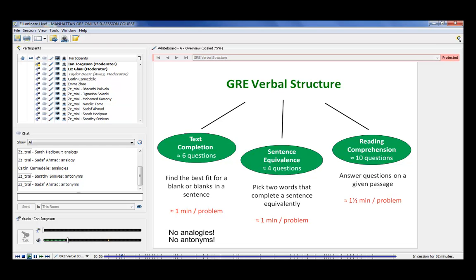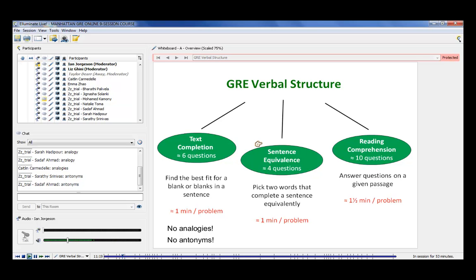For those of you who hated the real vocab-heavy questions, this is great, because the text completions, while they're still directly testing your vocabulary, are much more about context than about vocabulary. So that's great. The test also has a new type of question, sentence equivalence.